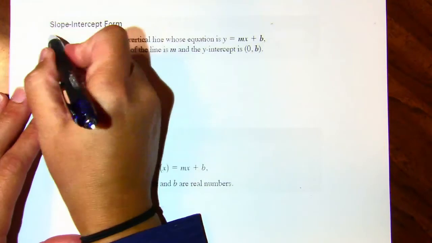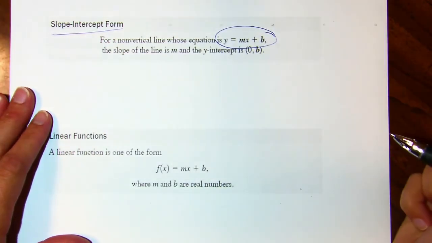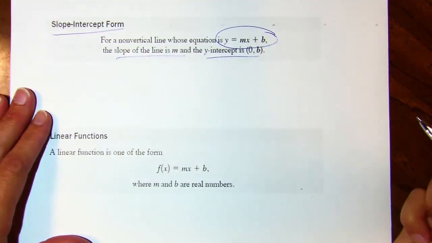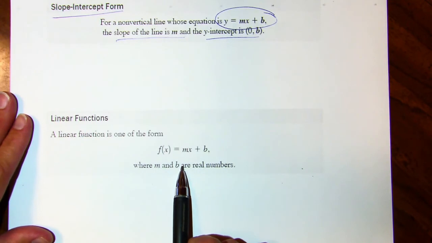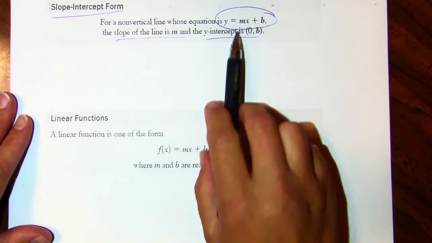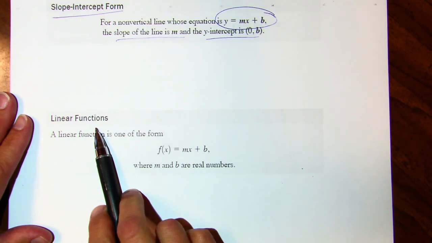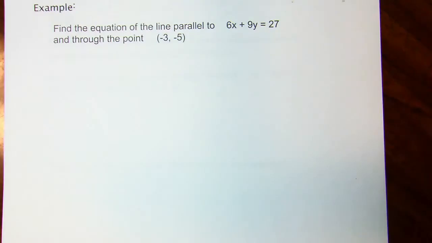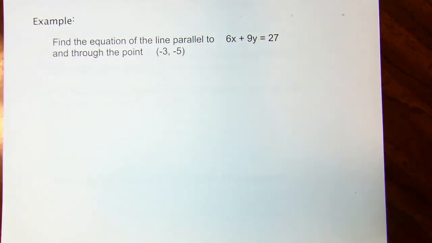Slope intercept form, I'd recommend you write down the words and then write down the actual equation. If you don't know what m and b are, write down what they are. Slope is m, y-intercept is b. Linear functions, oh wow, look, it's the exact same. So they're just simply saying that it's linear and it's a function. That's all this is saying. It's nothing new or different. All right, y equals mx plus b, that's slope intercept. This says find the equation of the line that is parallel to this and through the point -3, -5.